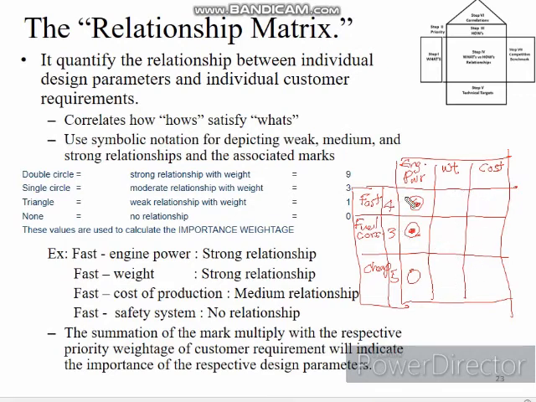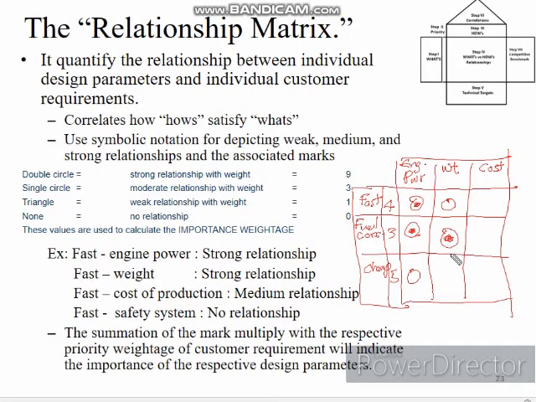For example, weight and fast. Is there any relationship? Yes, if the car is heavy, then it's very hard for you to go fast. So there's a relationship between the two, and it should be maybe medium, or a weak relation. Let's put medium, which is a circle. Fuel consumption with weight: yes, there's a relationship, because the heavier the car, the more the fuel consumption will go down. So this could be a strong relationship.